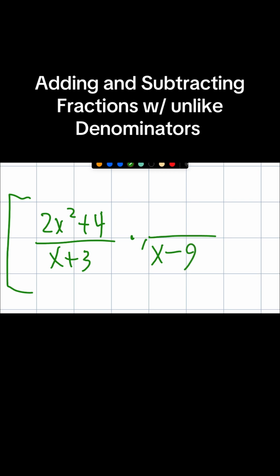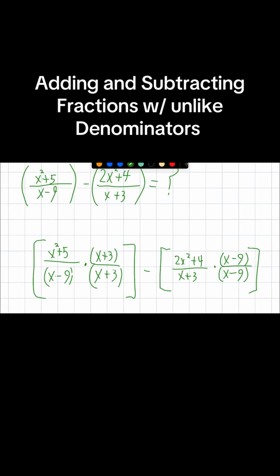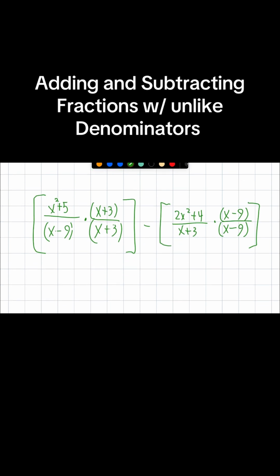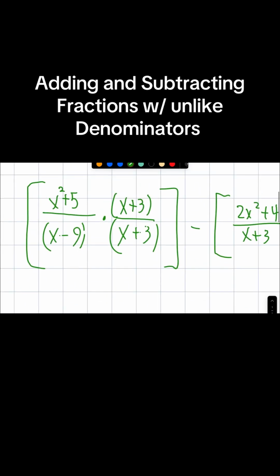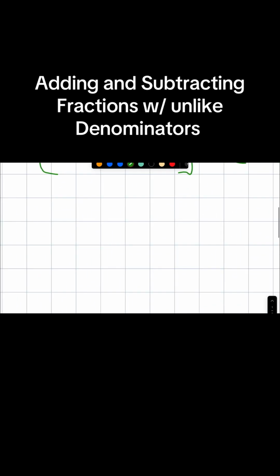Because if we multiplied only the denominator by x minus 9 and not the numerator, this would be a completely different number, and we would essentially just be making up our own problem. Once you've gotten this far, you multiply everything out by distributing the values from parentheses to parentheses, both in the numerator and the denominator.